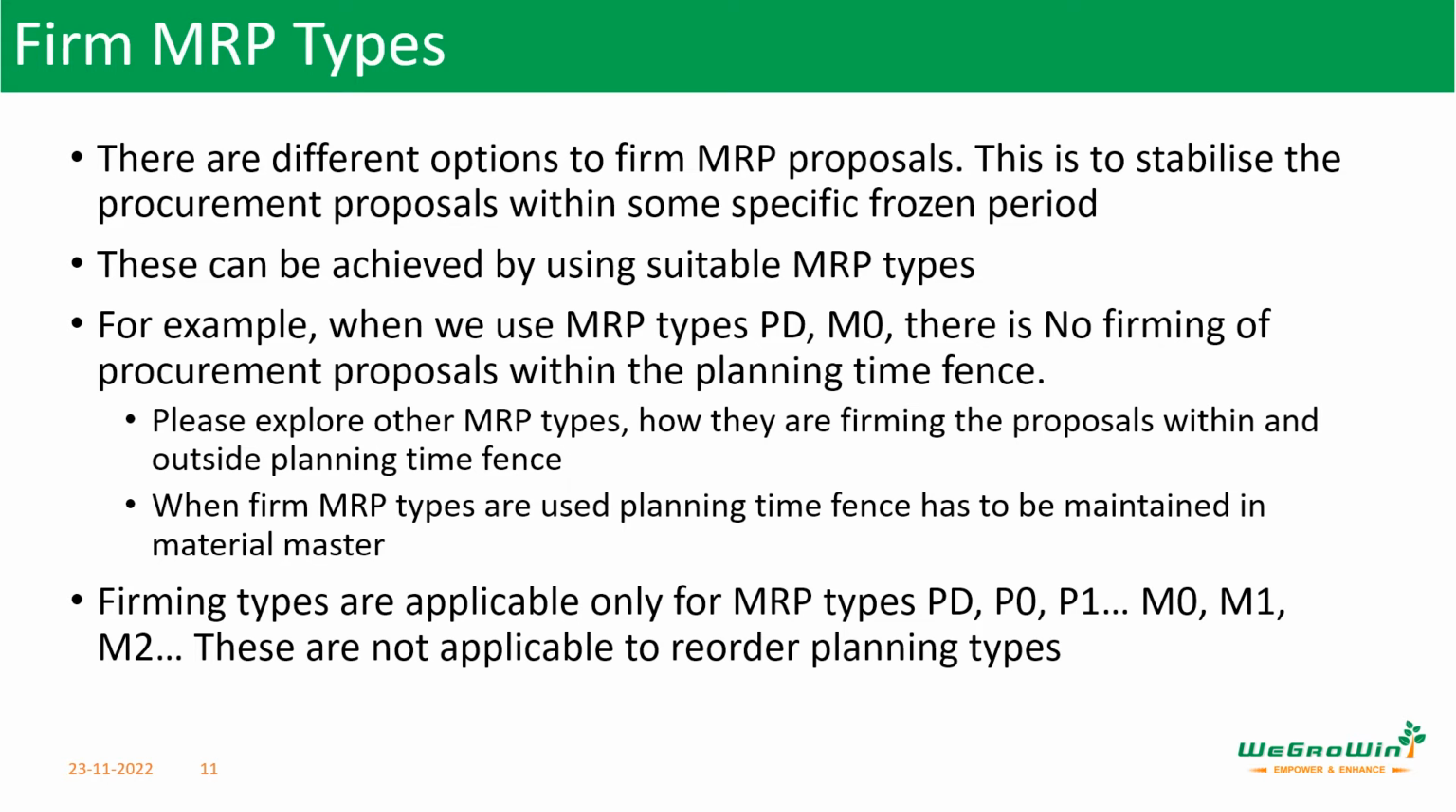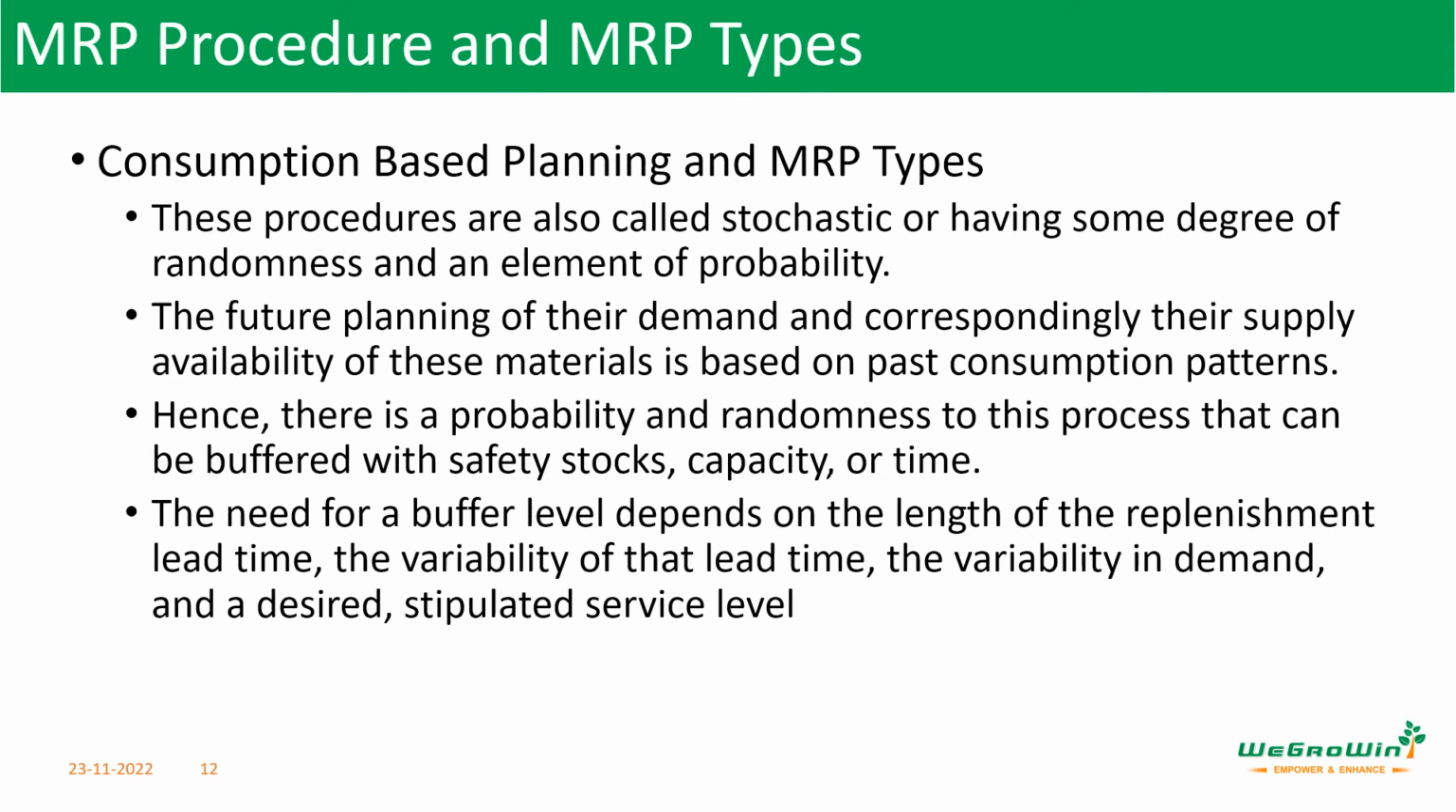Okay. And the firming types are available for the regular MRP types like PD, P0, P1, P2, P3, and also the master production scheduling types like M0, M1, M2, M3. These are not applicable for reorder planning types. Please take note of it. For reorder points, that firming type will not be there. We may use the fixed order time, which we will discuss during the reorder point planning process.